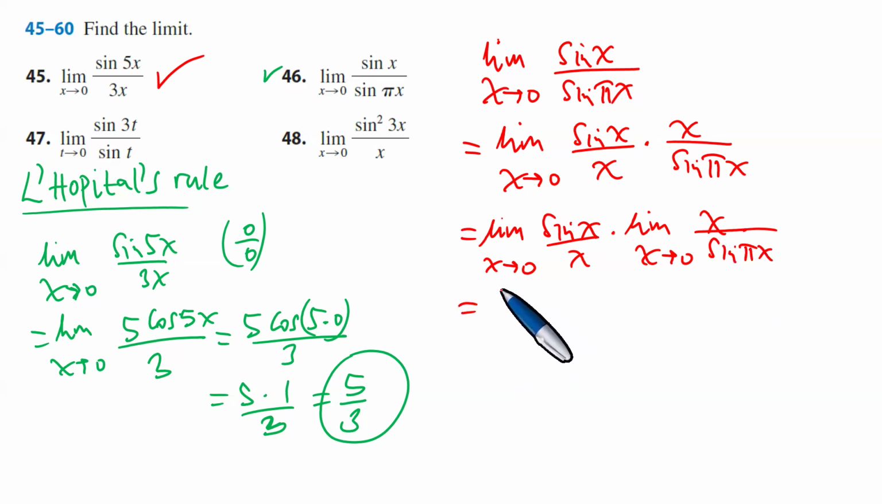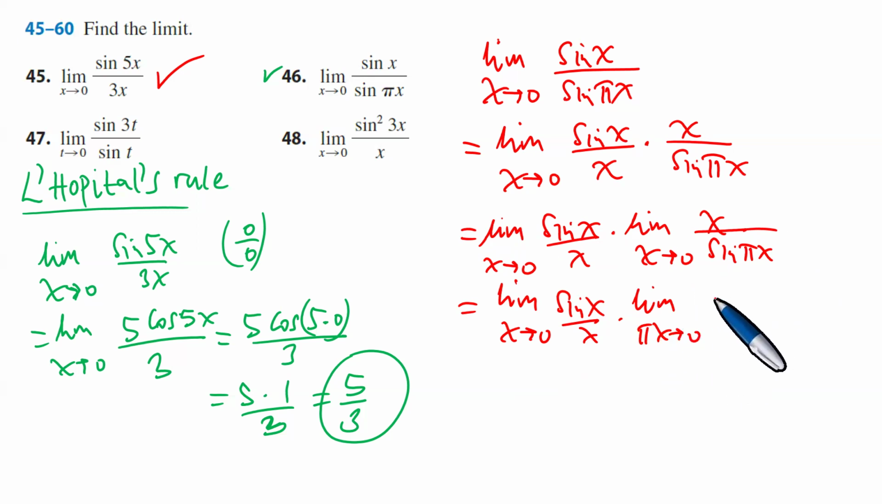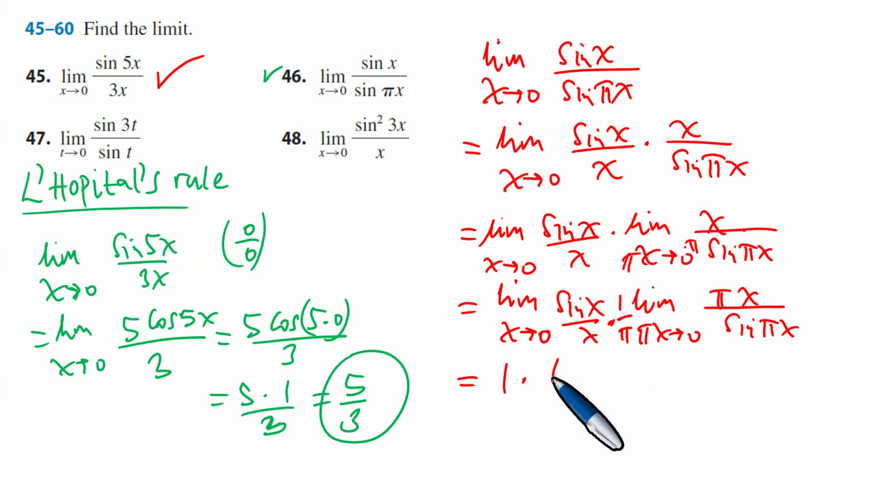Okay, so as x approaches 0, this one is 1. By definition, the limit of sine x over x is 1. Now come to this one, the limit as pi x approaches 0 of pi x over the sine of pi x. But you would be interested in introducing 1 over pi here, because this pi and this pi cancel out. As x approaches 0, we can multiply this side by pi, but also multiply this 0 by pi. So as x approaches 0, this is going to be exactly 1 times 1 over pi.